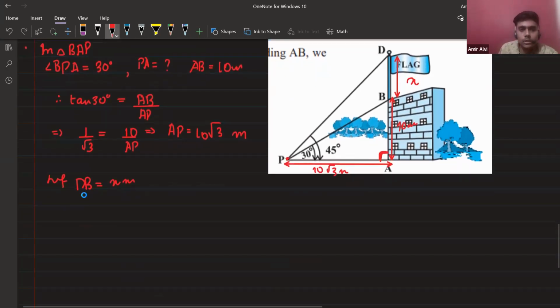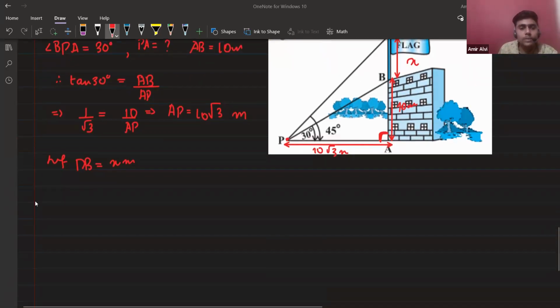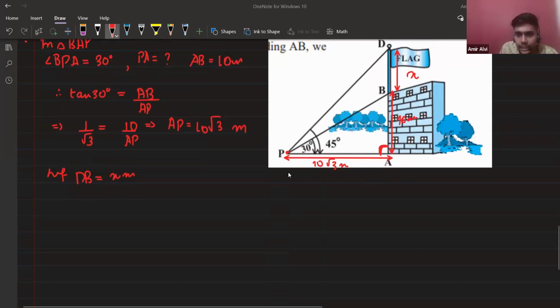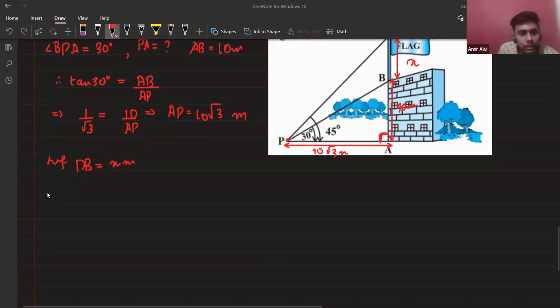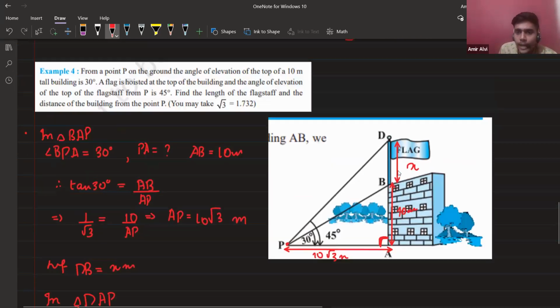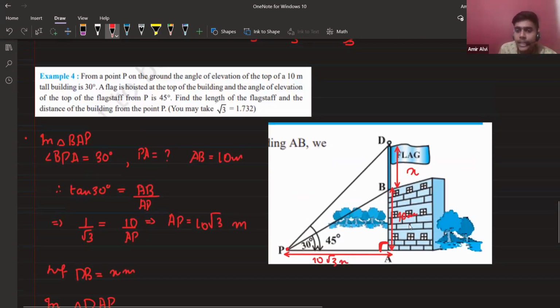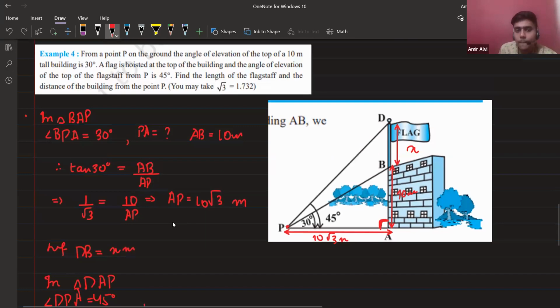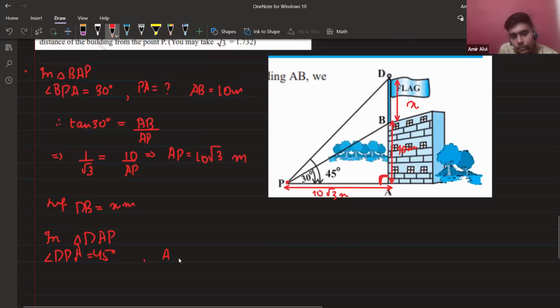So DB is equal to x meter. In triangle DAP, your angle DPA is 45 degree. The value of AD will be 10 plus x meter. Everybody, yes or no? Yes, sir.